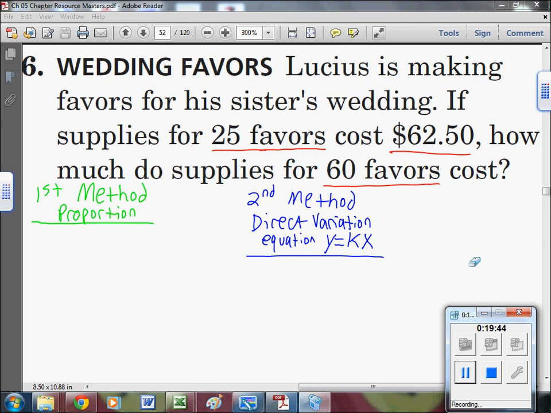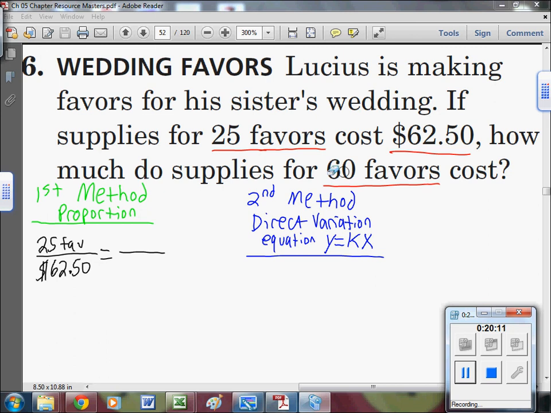All right, so let's do it using the first old method that we learned back in chapter 4, where we're gonna make a proportion. That's the first method we will do. All right, so we know if it's 25 favors for $62.50, we know that they go together. So 25, I'm gonna put fave for favors, and 62.50 is money. That's a rate, and that rate is also half of our proportion that we would set up to solve this.